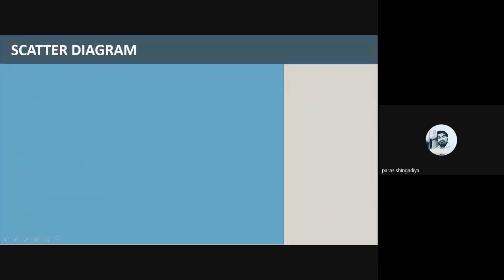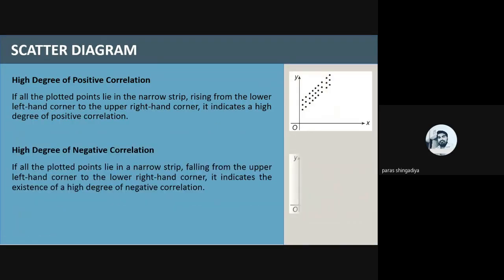And then after, high degree positive and high degree negative correlation. In this case, all the data will lie in a narrow strip, and that is rising from the lower left hand corner to the upper right hand corner. So this data is known as a high degree of positive correlation. And high degree of negative correlation if all the data lies in a strip which is falling from the upper left hand corner to the lower right hand corner. Clear?